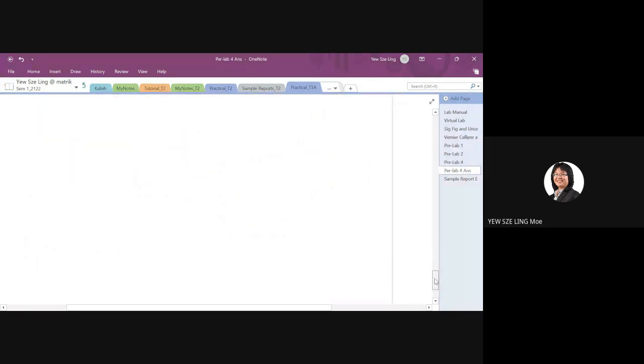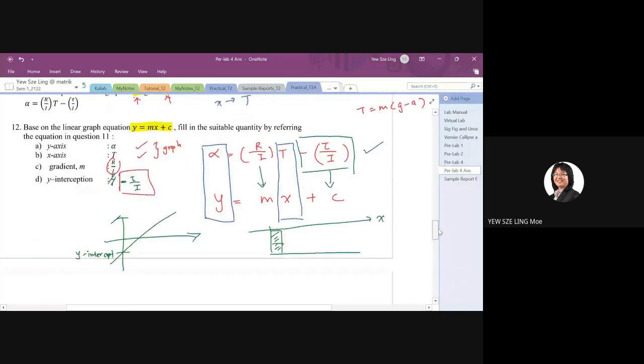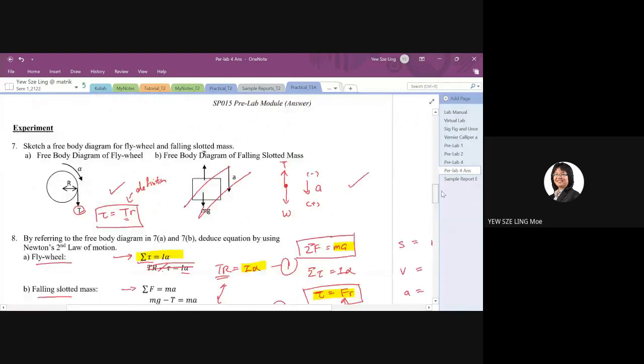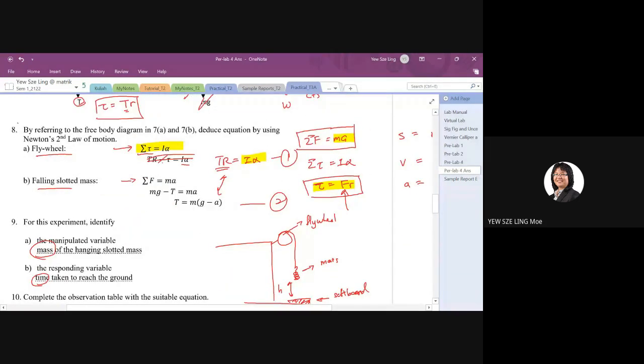So done. That is your pre-lab 4. So far, any questions? Other than these two equations, which may be a bit hard to understand, the rest is okay?